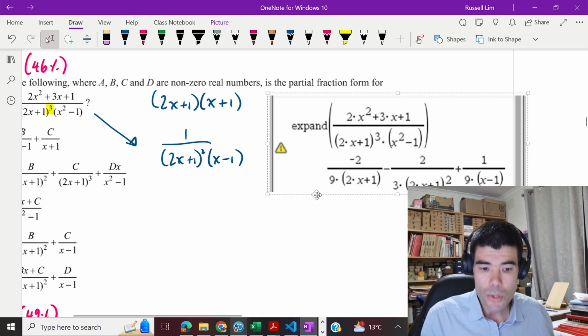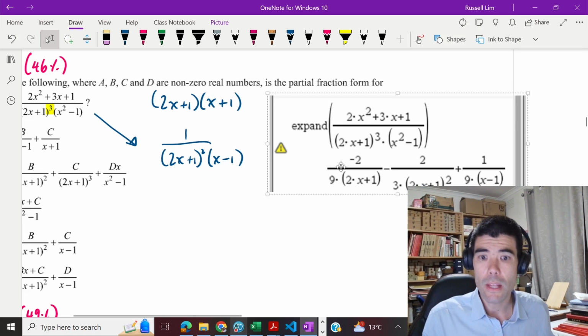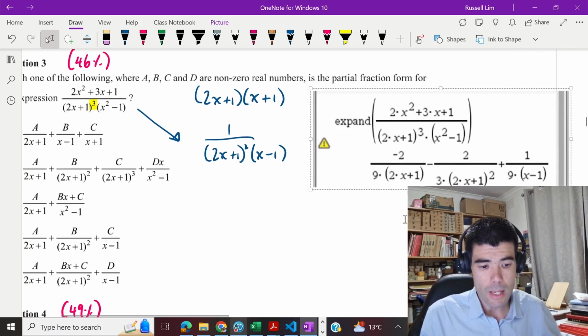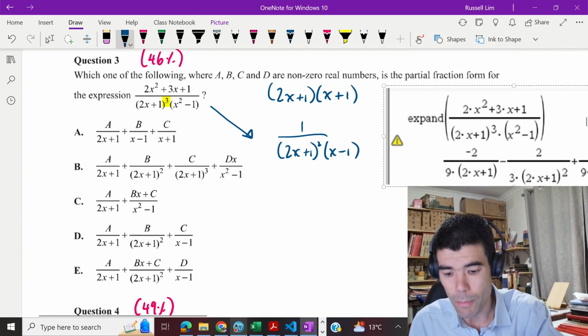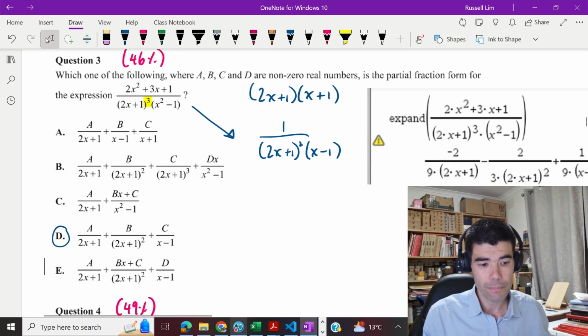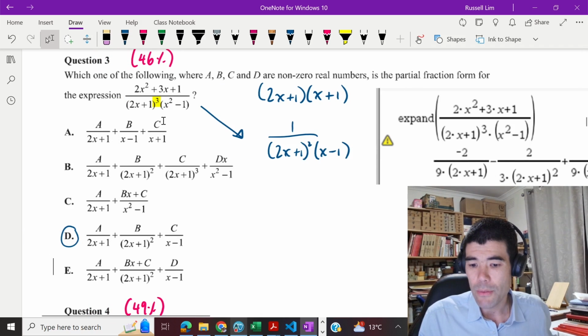Okay, so if we use the CAS calculator to expand the partial fractions, we get something that looks like option D there. I wouldn't expect you would have to do something with a cube on your exam 1.